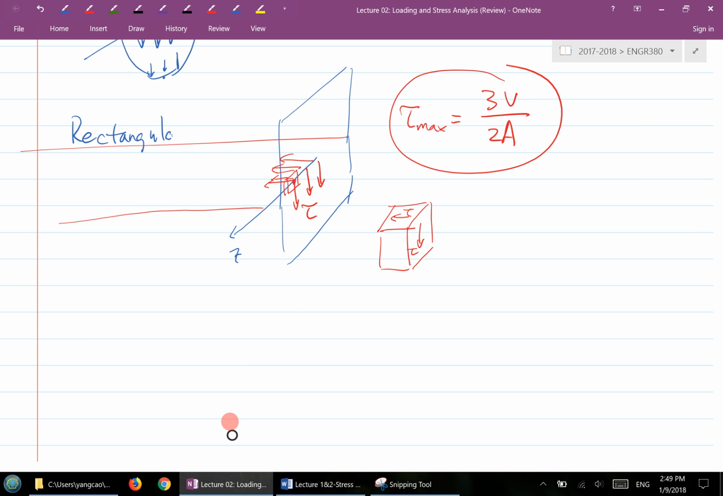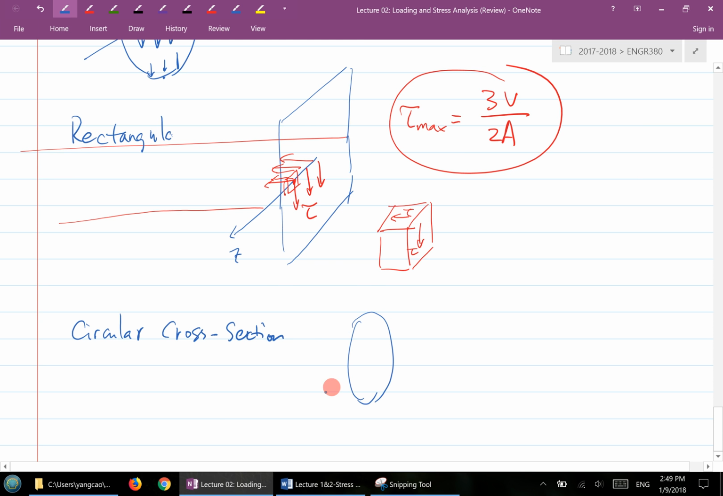If we have a circular cross section, same thing, the maximum happens at the neutral axis location, and then the tau max here is 4V over 3A. This is different, so it's 4V over 3A. In terms of the formula, this is what you need to basically remember.